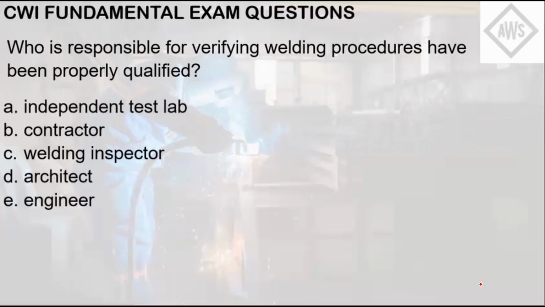So this question pertains to who is responsible for verifying welding procedures. This is normally a job of a welding inspector. For the choices here, the independent test lab is just responsible for testing the samples and providing a recommendation if it passed or failed. The choice for the contractor here is a bit general. The contractor can do a lot of things here. The architect and engineers are responsible for the design and not for verifying the weld procedures. So the answer here is letter C, welding inspector.